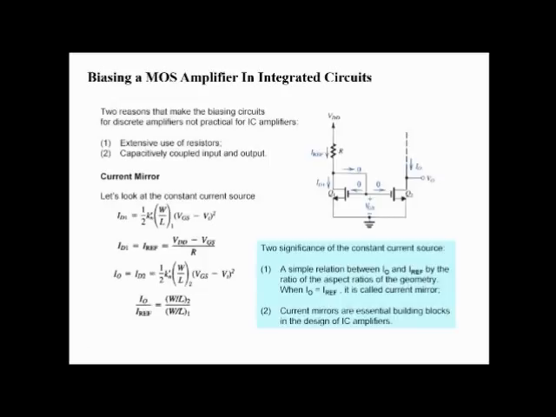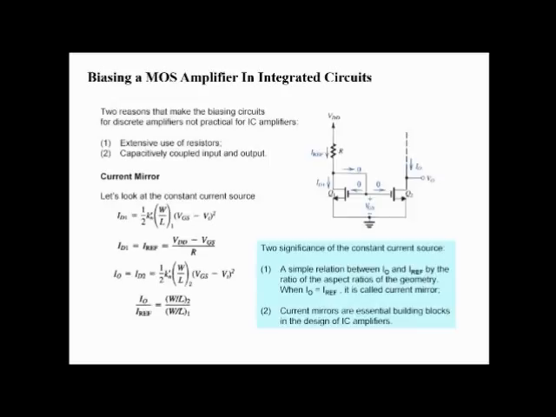Nowadays these MOSFETs are used in integrated circuits. This is shown as a current mirror circuit. This particular MOSFET acts as a current mirror circuit. The two reasons that make the biasing circuits for discrete amplifiers not practical for IC amplifiers are the extensive use of resistors and the capacitively coupled input and output system. This is a very important point to remember. These are not required in the case of IC amplifiers; they are only made for discrete amplifiers.